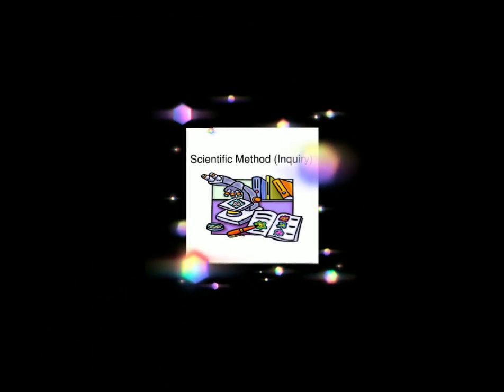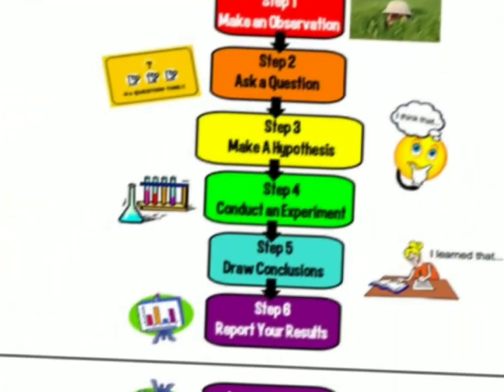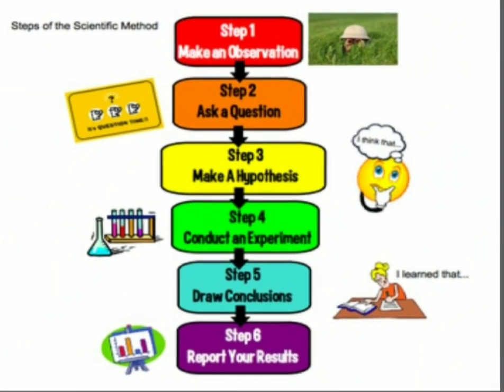The scientific method of inquiry. There are steps in the scientific method of inquiry. The first step is to make an observation, identifying the problem. The second step is to ask a question. By asking questions, it is easy for the researcher to gather the data needed so that the problem will be resolved. Step 3 is to make a hypothesis. In this step, we make an educated prediction about what we think will happen.